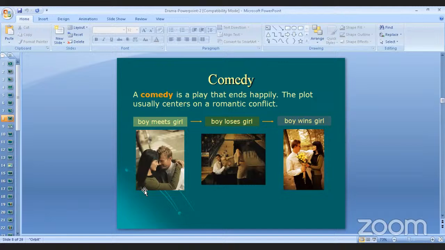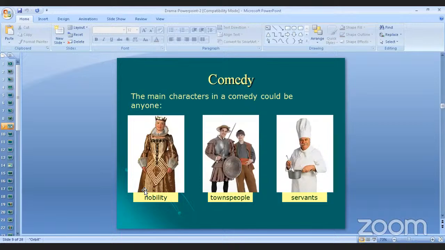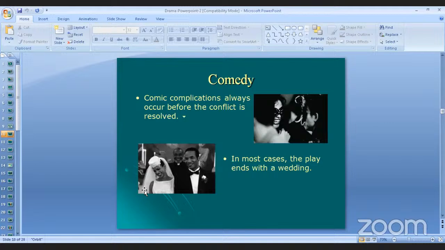Now, coming to the comedy, it's just the contrast of the tragedy where it ends happily. The plot usually centers on a romantic conflict. The main characters in a comedy could be anyone, somebody from a noble family, the townspeople, ordinary citizens, servants and so on. Comic complications always occur before the conflict is resolved. In most cases, the play ends with a wedding, right?